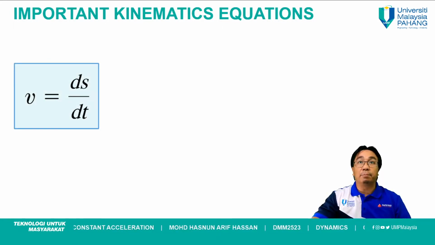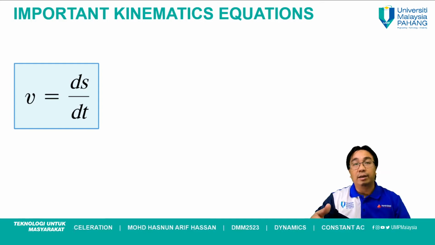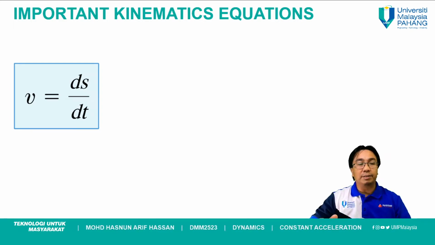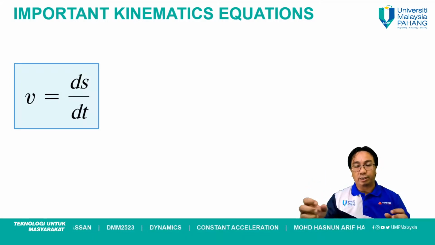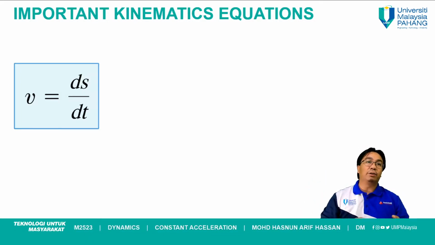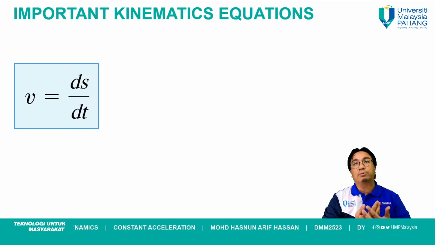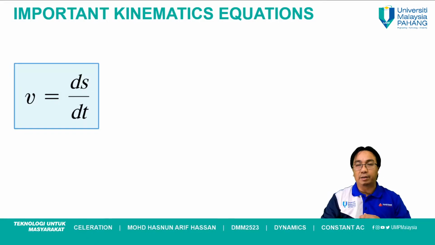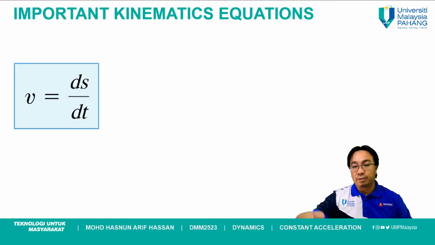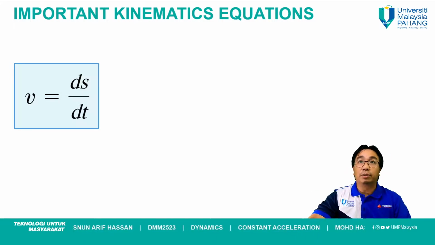Ini equation yang pertama kita ada. So ini penting. You kena hafal equation ni. Basically nanti sepanjang kursus dynamic ni akan ada banyak equation lain. Tapi sebenarnya semua equation ni datang daripada tiga equation kinematics yang saya tunjukkan pada hari Isnin yang lepas. Okay, so this is very important. The first one is V equals to ds dt.